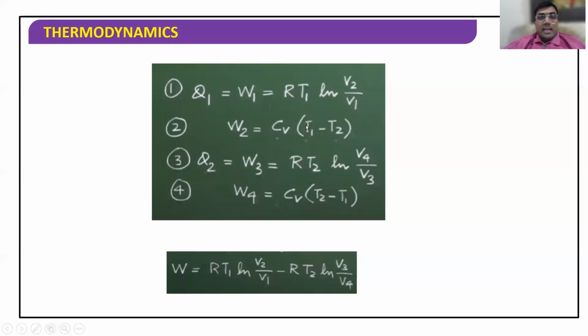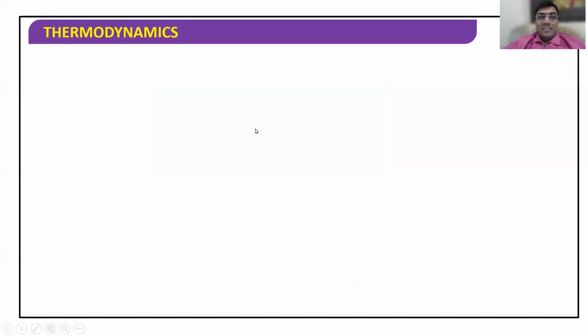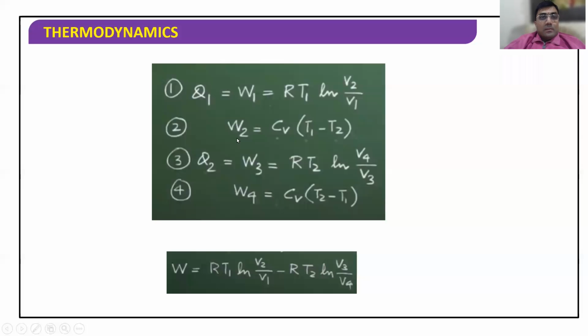Now the work done is cancelled. These two, W2 and W4, are cancelled. Here, you know very well, Q1 is equal to W1 because delta E is equal to 0 in an isothermal process. Agree or not? So this is the work done in isothermal expansion. This is the work done in isothermal compression. And this is the work done in adiabatic 2 and 4. 2 and 4 get cancelled.